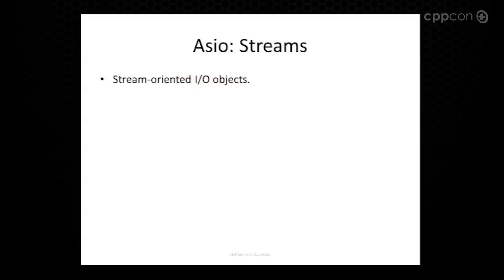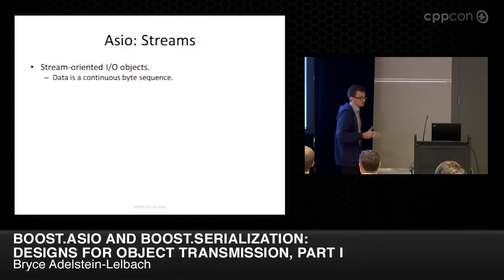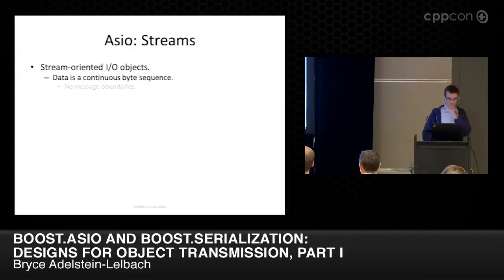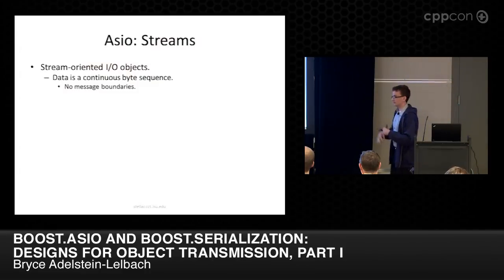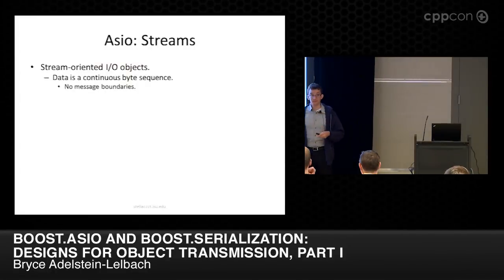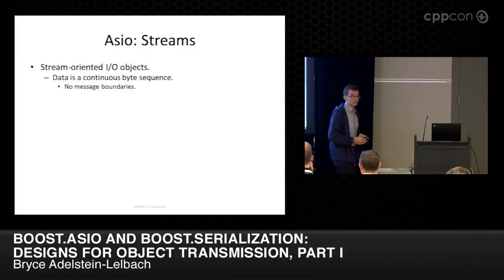So then we've got our streams. These are I/O objects. Usually this would be your socket or your file. It's a continuous stream of bytes that we can read from or write to. So there are no real message boundaries, and there's no concept of different types of messages. It's just a bunch of bytes in a sequence, and you're able to pull them out in a linear fashion.